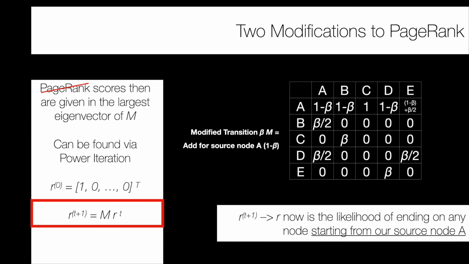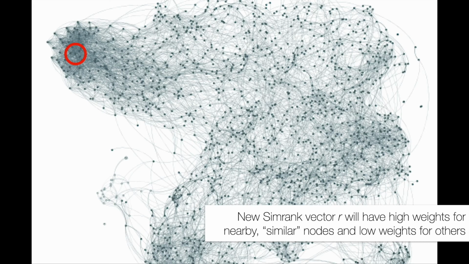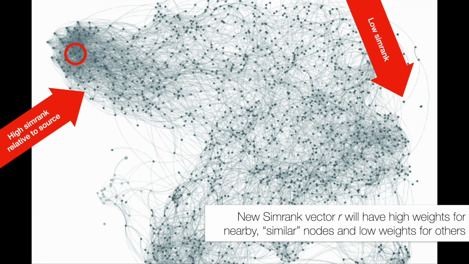So this becomes not our PageRank method, but the Simrank method that's presented in the book. So now we have a new vector, R, our Simrank vector, that will have high weights for nodes that are near to our source node. So this additional node here has high Simrank because it's relatively close to the source node, meaning you're much more likely to end up on that node with many random walks throughout the graph, compared to some node very far away that's going to have low Simrank. This is exactly the structure that we wanted in the metrics that we're looking for.